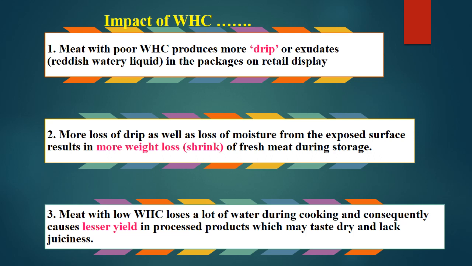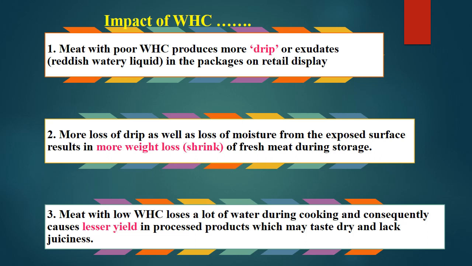The second one, the more loss of drip as well as loss of moisture from the exposed surface, results in more weight loss. That is also sometimes called shrinkage. When we store meat and a lot of water comes out, the weight is reduced, and that happens during fresh meat storage. So that is the more weight loss leading to shrinkage.